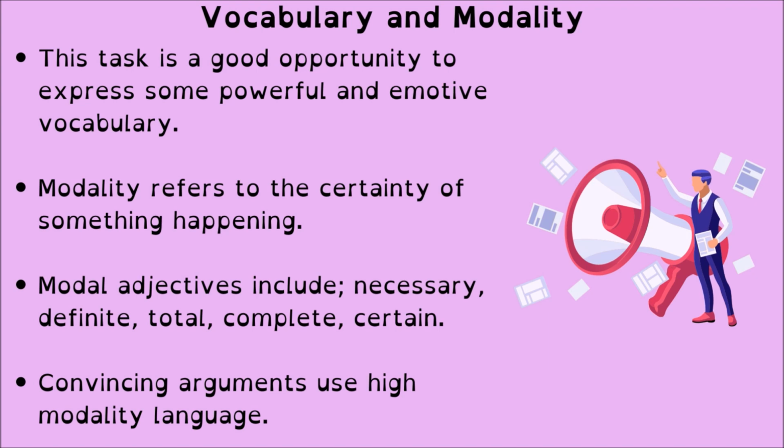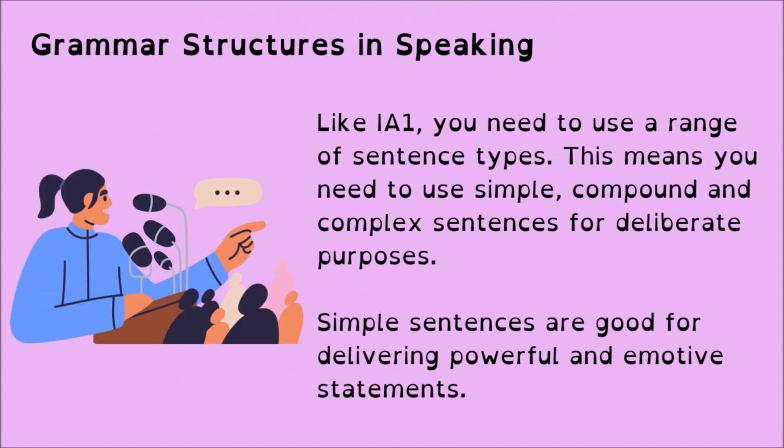Vocabulary and modality, that first dot point there. So this task is a good opportunity to express some powerful and emotive vocabulary. The word modality means the certainty of something happening. So I've got some examples of modal adjectives that you could use in your persuasive spoken text. Say something is necessary, definite, total, complete, and certain. Be convincing. And you can be convincing by using high modality language. Be certain about what you're talking about. Grammar structures in speaking. So like IA1, you need to use a range of simple, compound, and complex sentences for deliberate purposes. My advice is that simple sentences are particularly good for delivering powerful, short, and emotive statements.